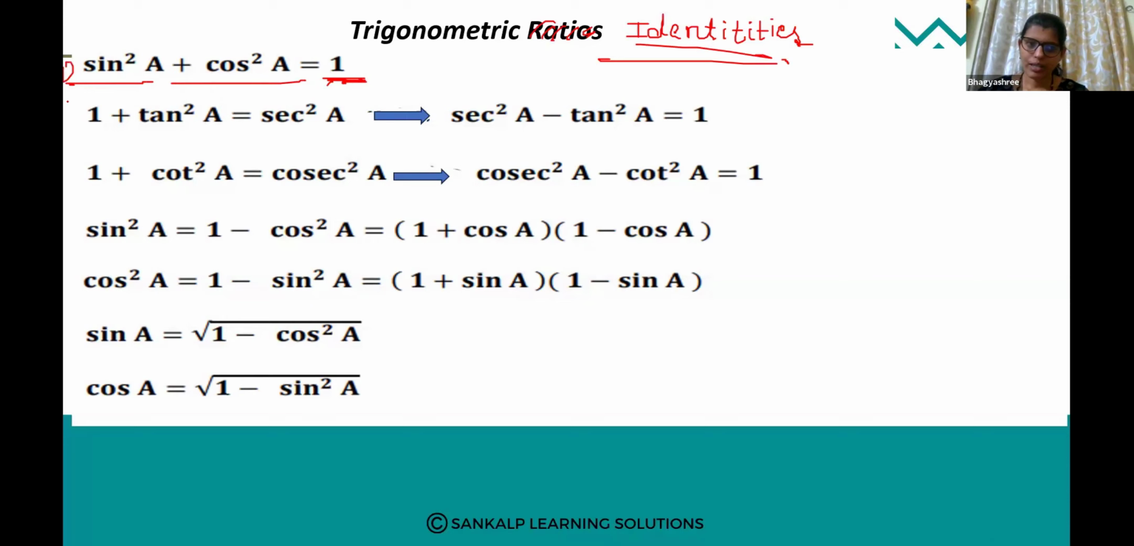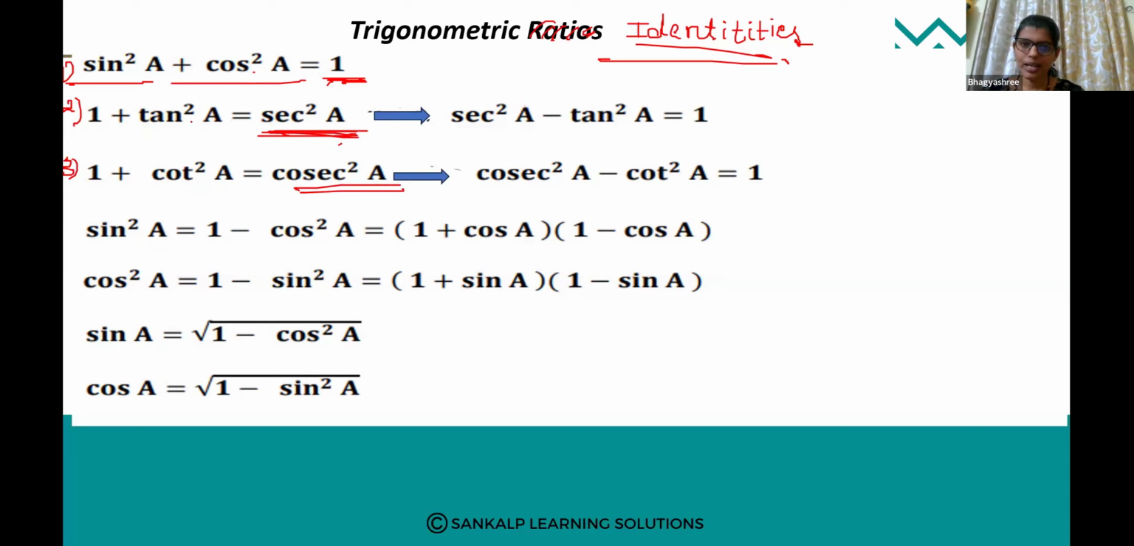So these three are very, very important. If we alter them, we will get all the identities. But the main three identities are there. 1 plus tan square theta is sec square theta. Remember, 1 plus tan square a is sec square a. Sin square a plus cos square a is 1. 1 plus tan square a is sec square a. 1 plus cot square a is cosec square a.